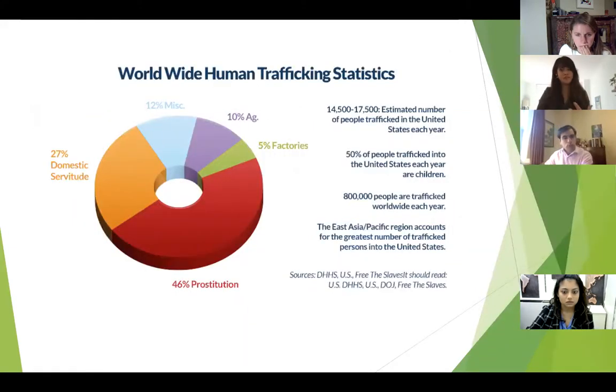When we think of trafficking, again, our mind immediately goes to sex trafficking. But again, I just want to focus on how human trafficking can take many different forms. If you look at the worldwide statistics, 46% of it is sex trafficking, but the majority of it is actually labor trafficking, like servitude, working in farms, working in factories, etc.